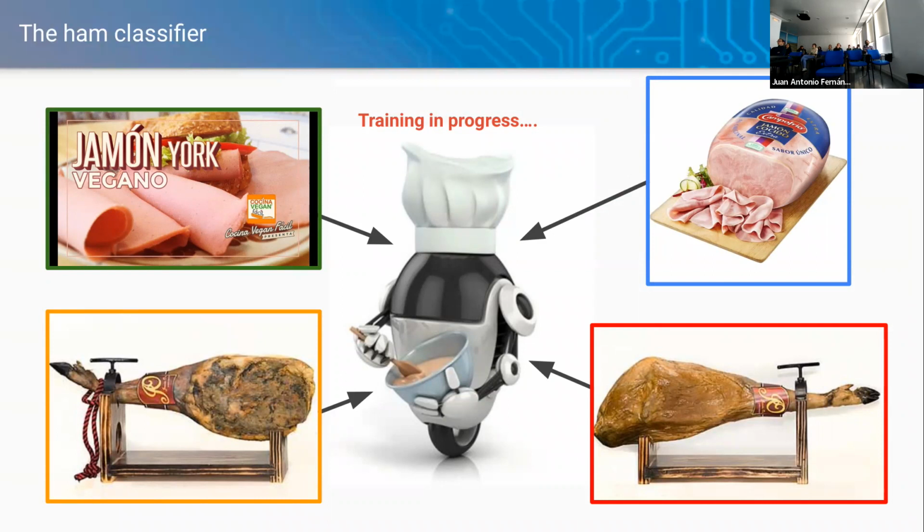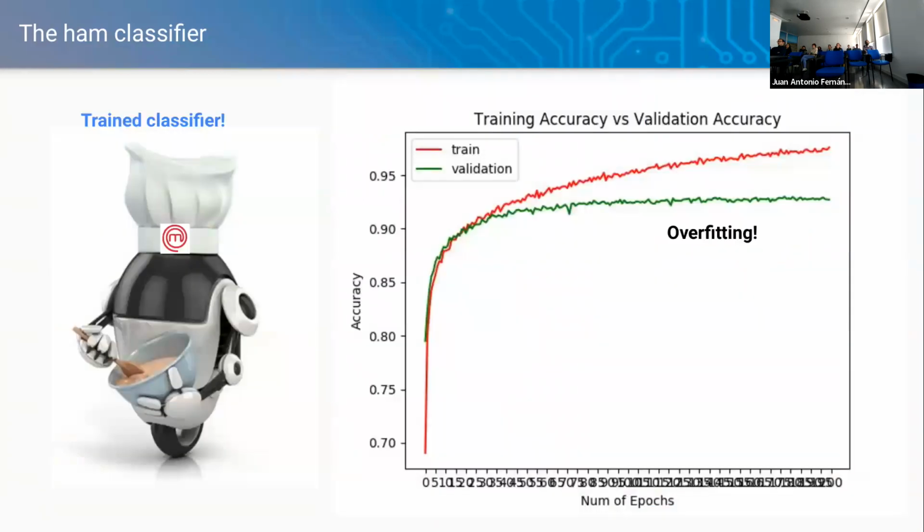But in your test dataset, you have both hams with this label or not, and that's why it may not be doing a good job.